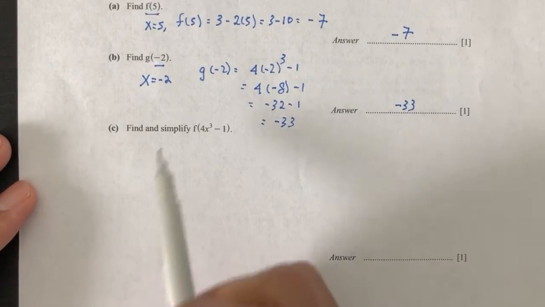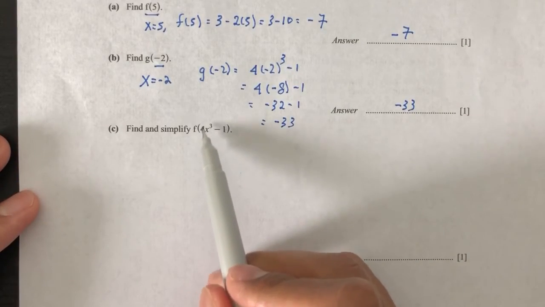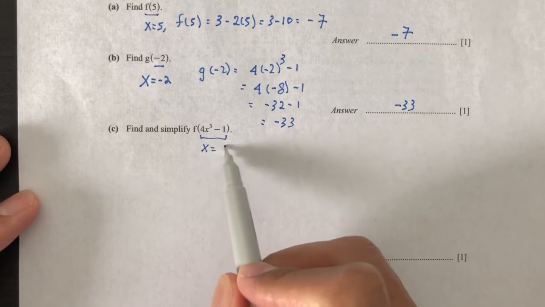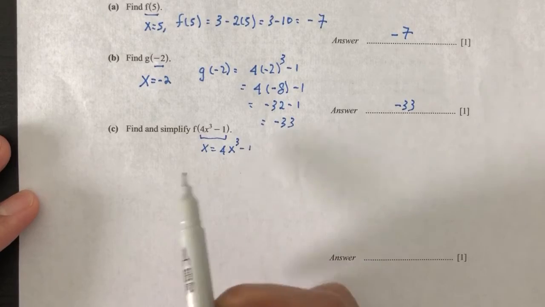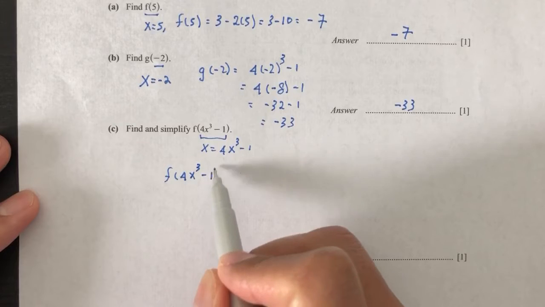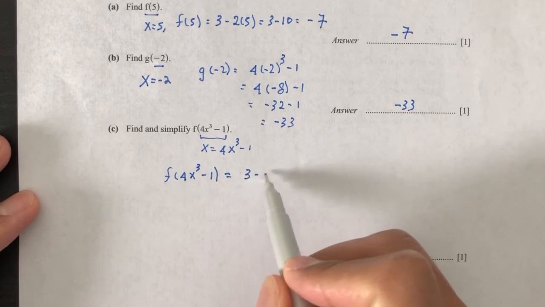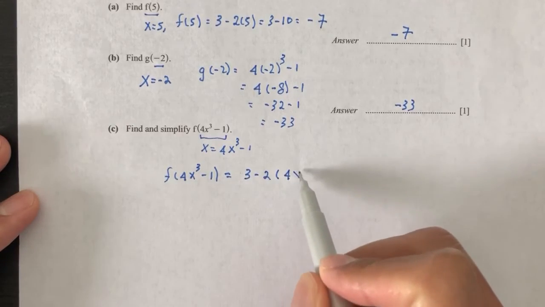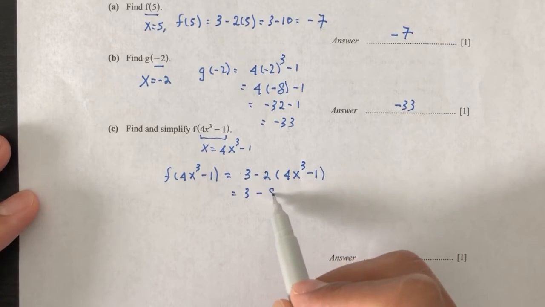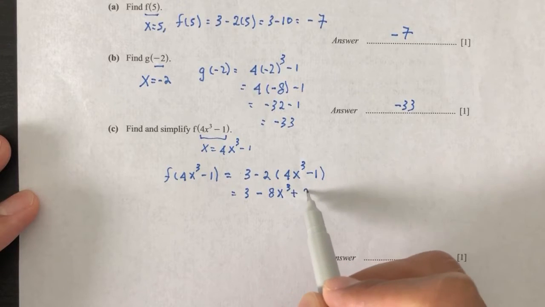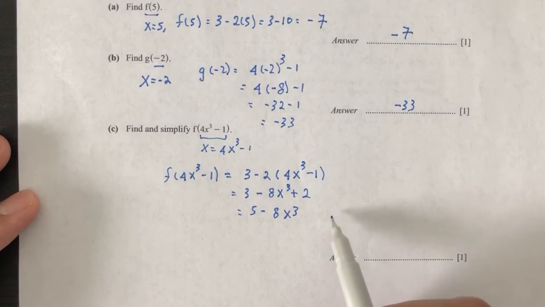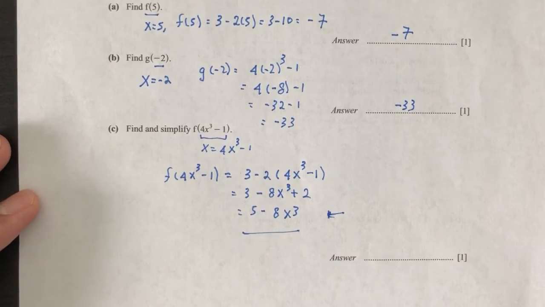Okay, so moving on to this part, we have to simplify f of 4x cubed minus 1. So replace the value of x by 4x cubed minus 1. So f of 4x cubed minus 1 is equal to 3 times this value minus 2. Replace x by this value, and now we expand the brackets. We have 12x cubed minus 2, which gives 5 minus 8x cubed, and that is your answer for part C.